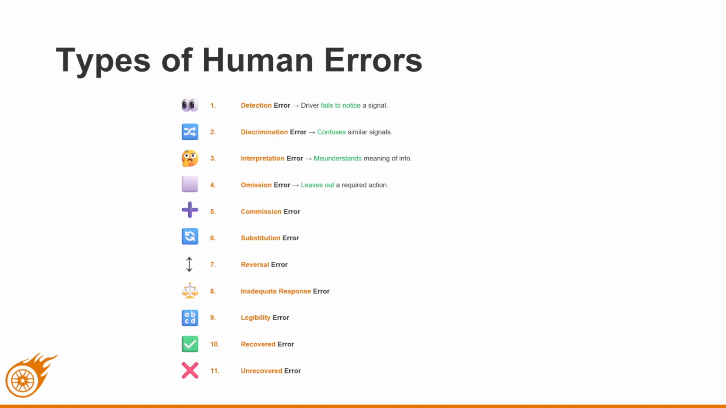Omission error is when the driver forgets a required action, like forgetting to enable the clutch before shifting. So provide reminders or interlocks for critical controls so that the driver does not omit any required steps. Commission error, the driver performs an extra unnecessary action, so the takeaway is avoid unnecessary controls and ensure critical actions are very distinct.